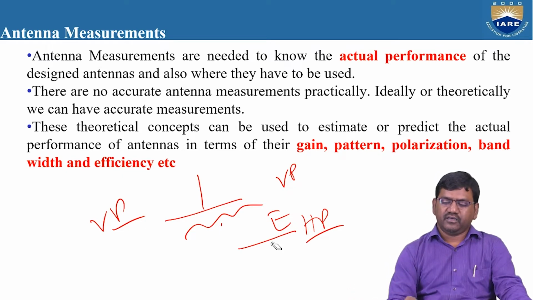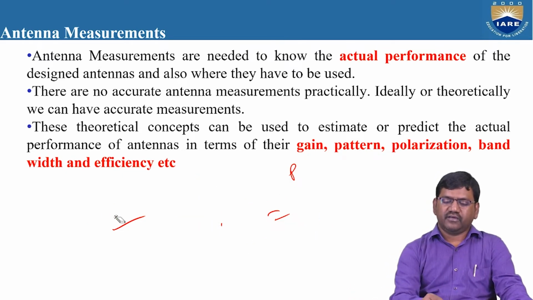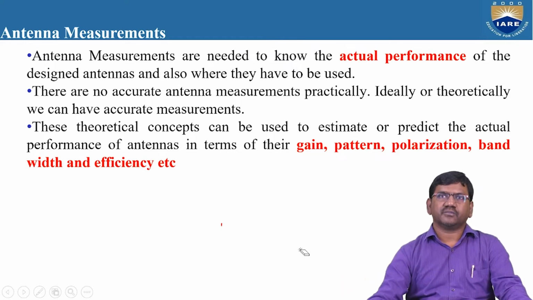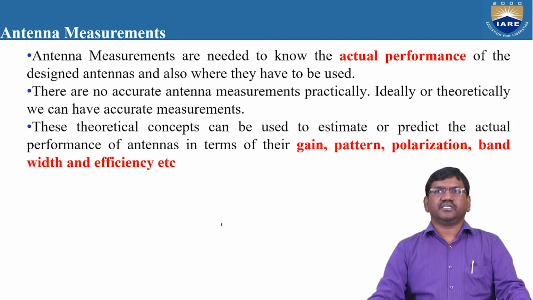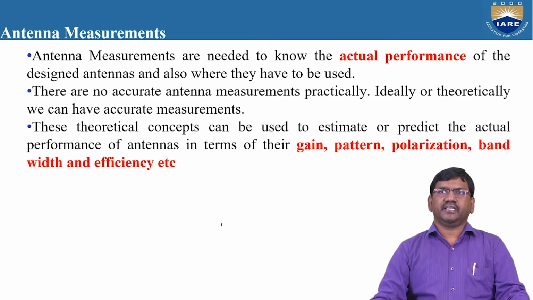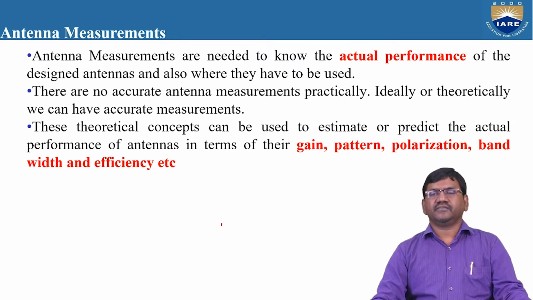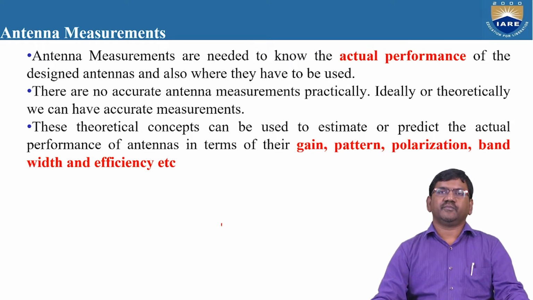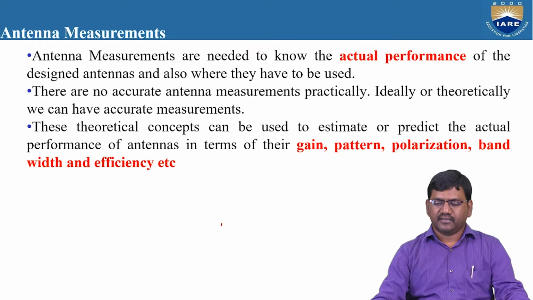We need to measure the polarization also, to check the performance of the receiving antenna. Why? Because both antennas must be either vertically polarized or horizontally polarized. If the transmitting antenna is vertically polarized and the receiving antenna is horizontally polarized, then there will be some deviation in the absorption of the signal at the receiving point. Hence polarization is the most important parameter for us to determine the performance of the antenna.